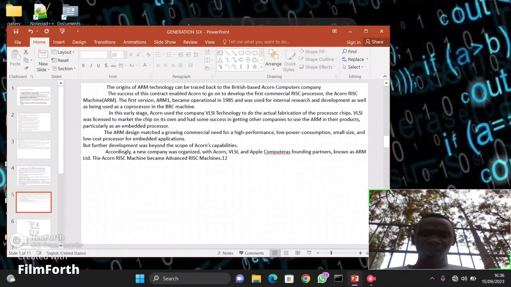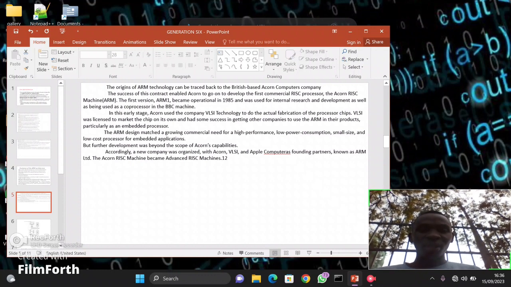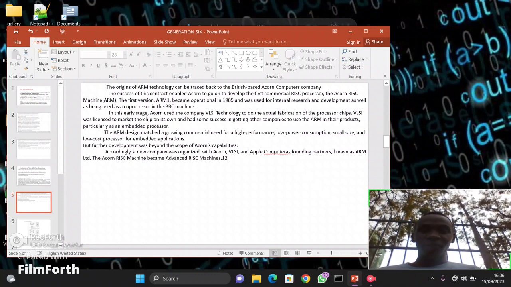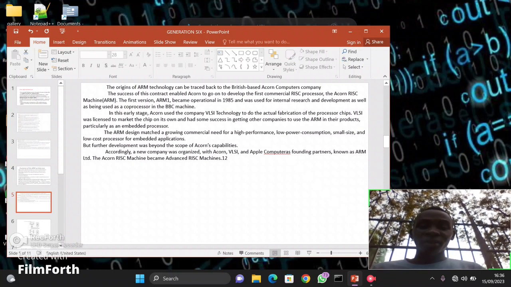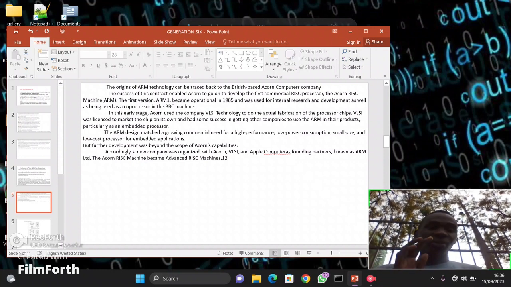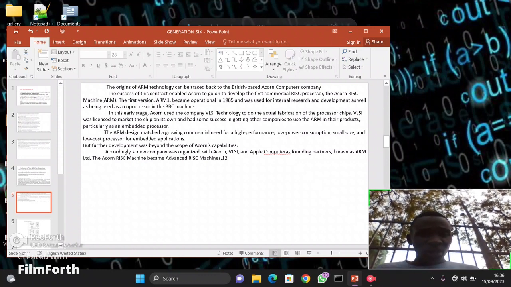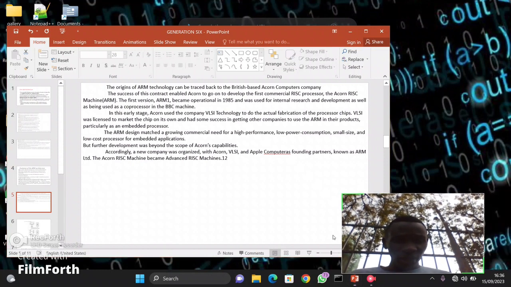So the origins of the ARM technology can be traced back to the British-based company, the Acorn Computers Company. The success of this contract enabled Acorn to go on and develop the first commercial RISC processor, the Acorn RISC Machine, and that is the ARM we are talking about. The first version, the ARM1, became operational in 1985 and was used for internal research and development as well as being used as a coprocessor in the BBC machine.